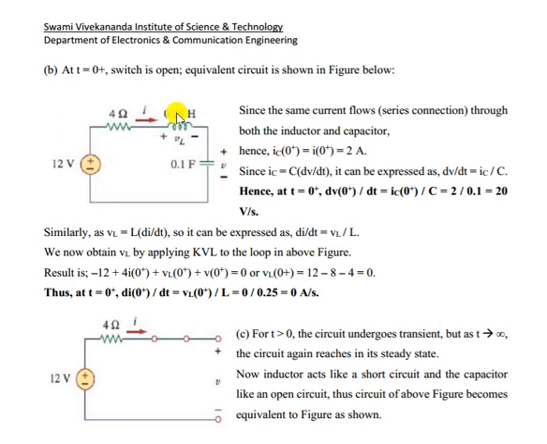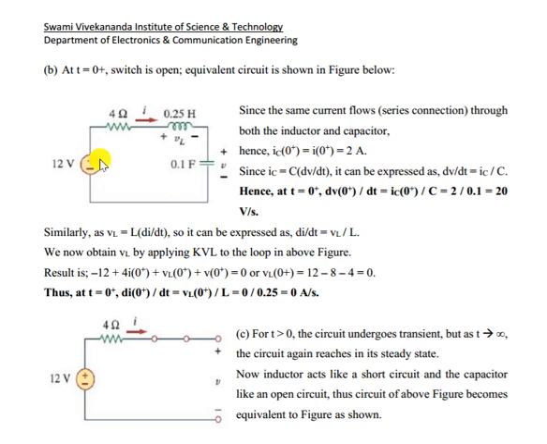Now from this you have to find out dv(0+)/dt and di(0+)/dt. These 2 points we have to find out. Why we have to find these, you will understand later. Now let us see how to find them.